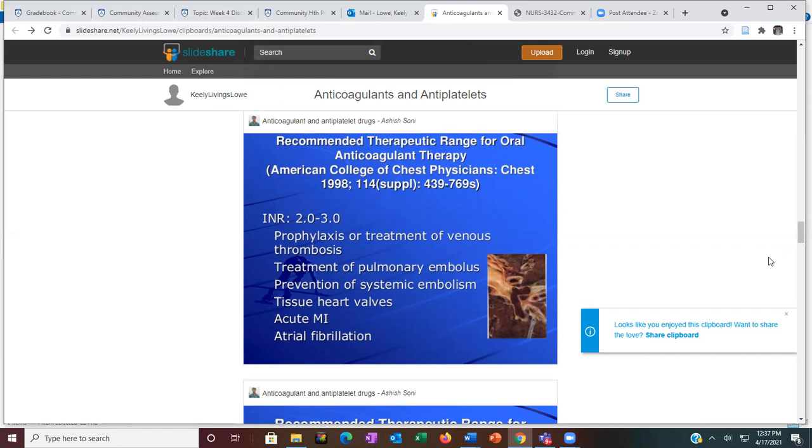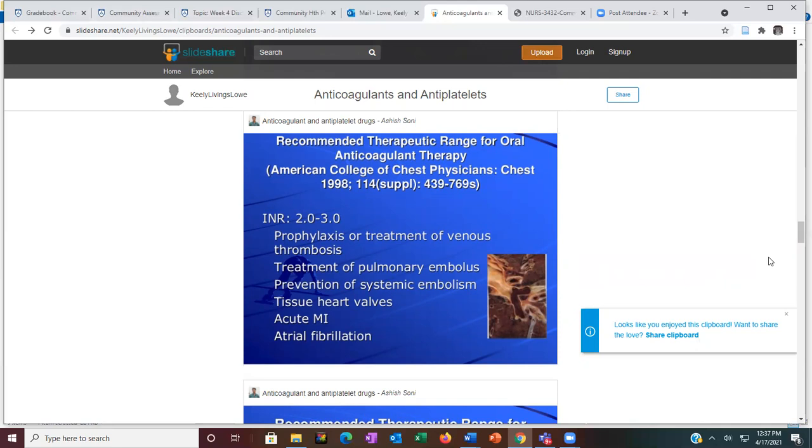Again, if we have mechanical or tissue heart valves that maybe aren't opening and closing the way they should, they have a murmur or they have some mitral valve leakage. So there's a risk for blood to sit there for a little while. Then we'll give them that.